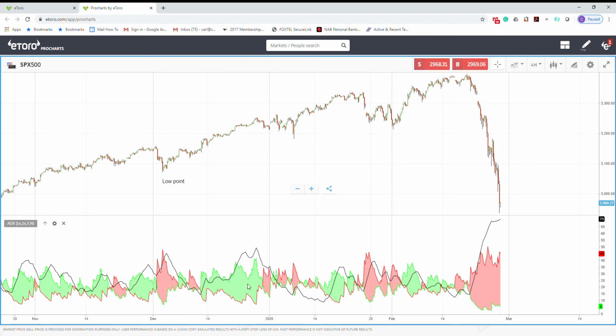You can also get sell or short signals as well. But how? Again, when the ADX line is above the two other lines but in an uptrend. So here we can see that we have a high point.